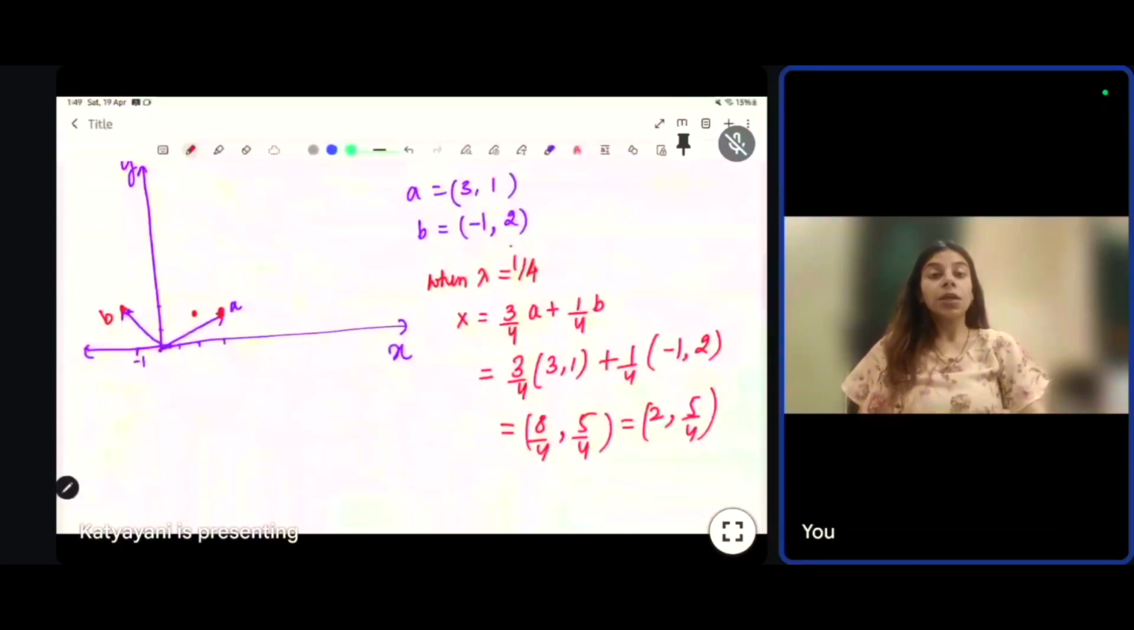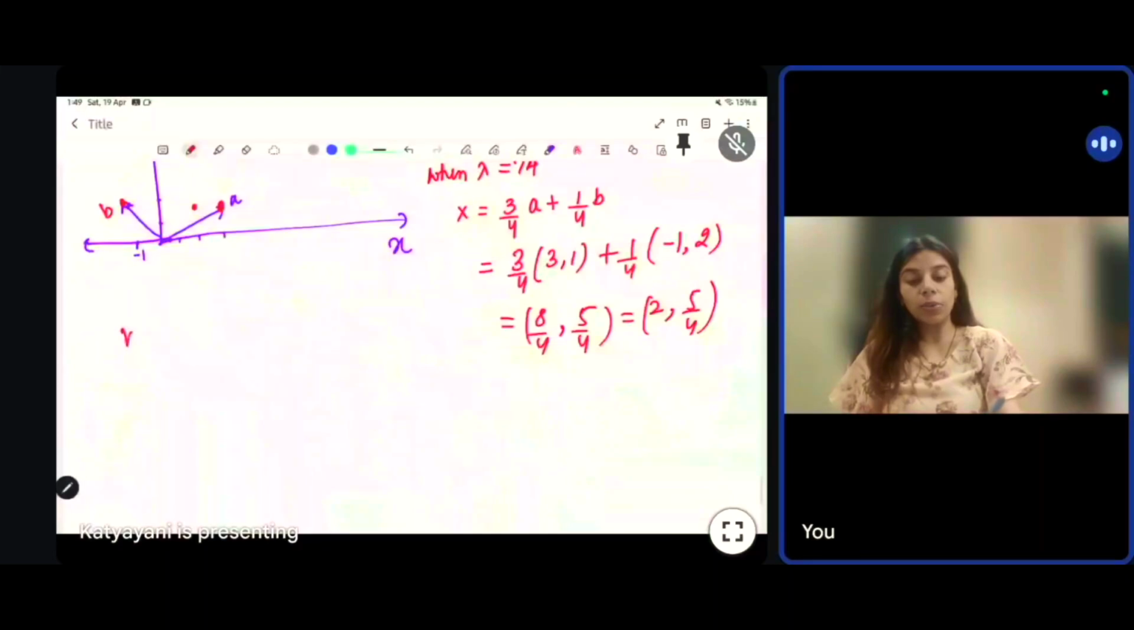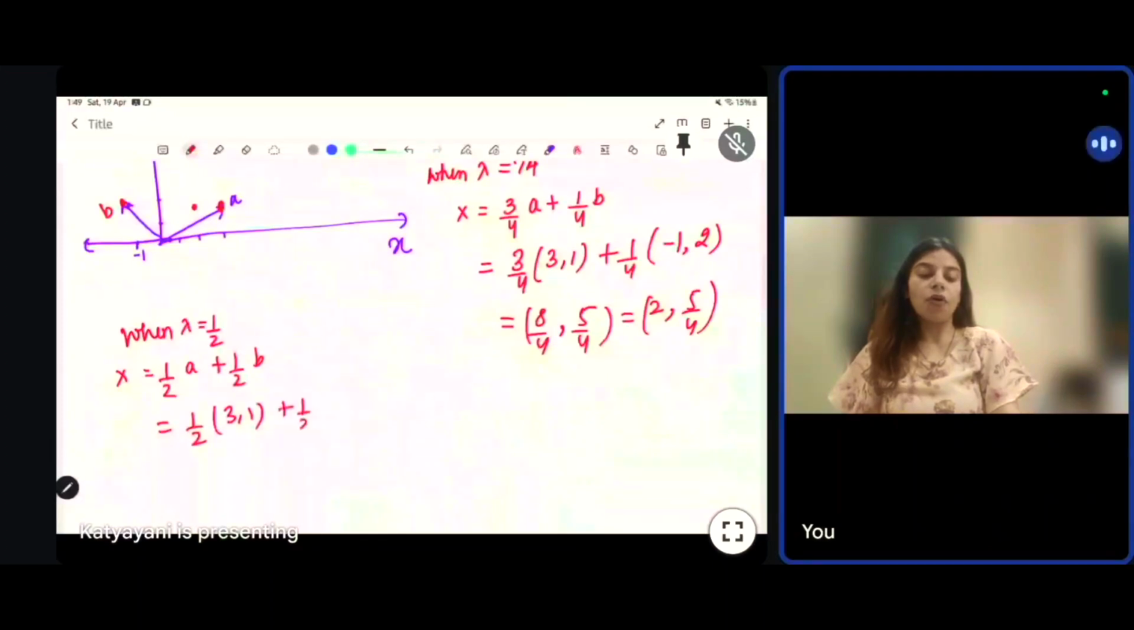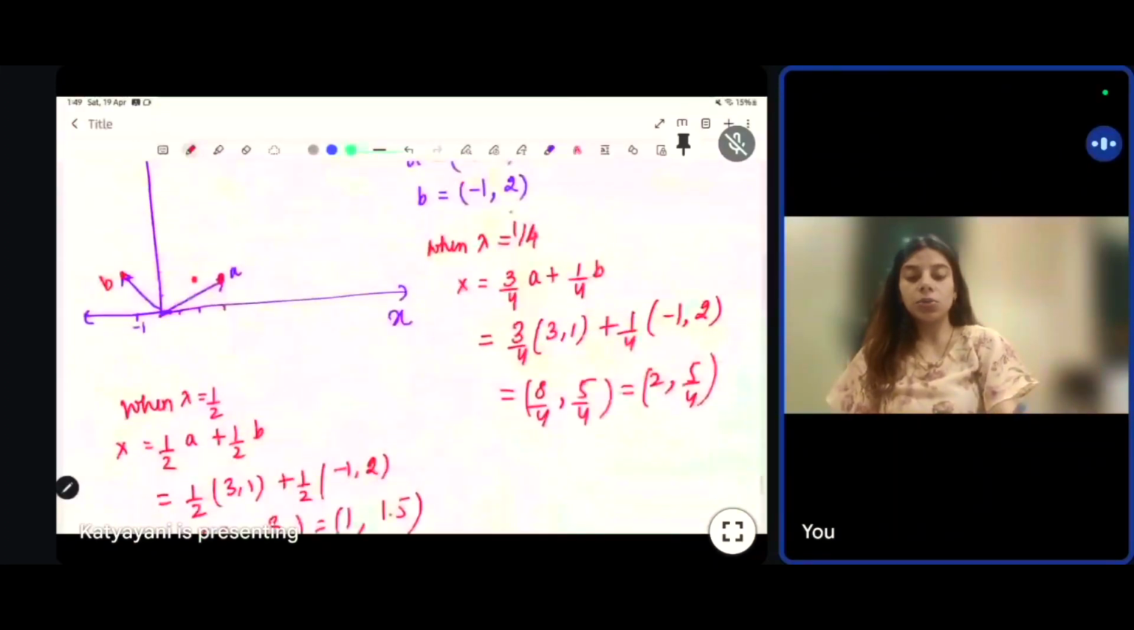Right? Now what happens when lambda is half, then your x would be half of a plus half of b. That is half of 3, 1 plus half of -1, 2, which is nothing but 2 by 2, 3 by 2, which is 1, 1.5. So when I plot it here, it would be somewhere like this, right?